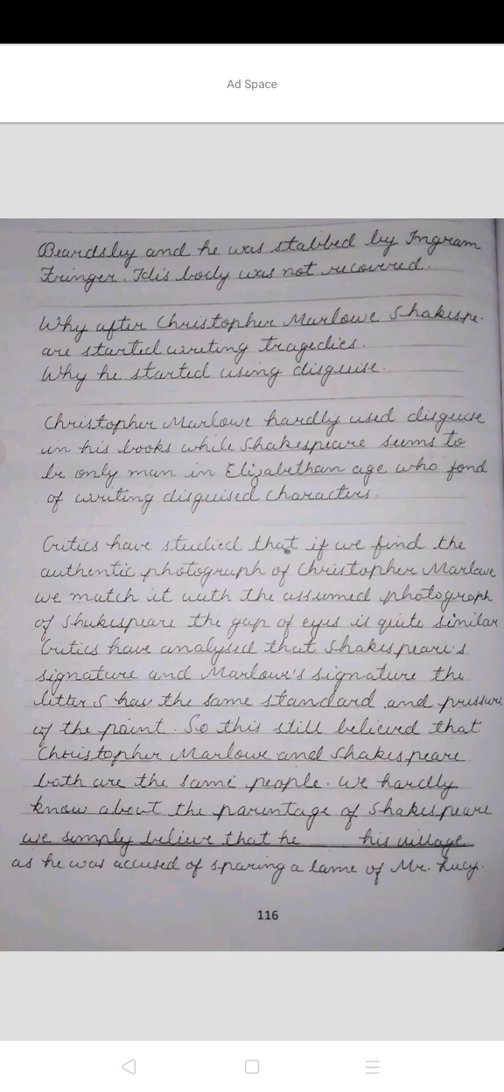We hardly know more about the parentage of Shakespeare. We simply believe that he was from his village and that he was accused of sparing a lamb of Mrs. Lucy.